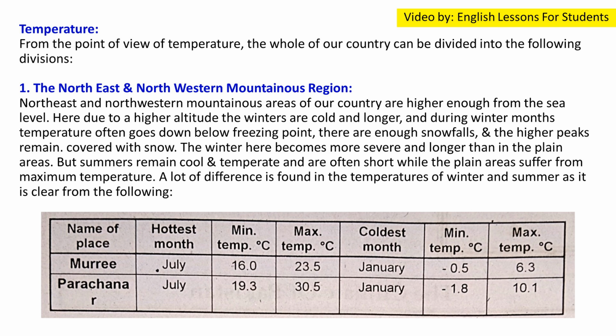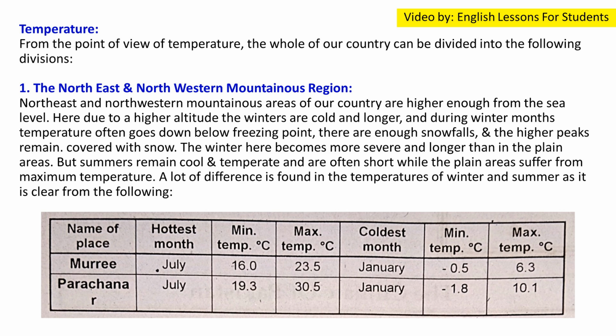Northeast and northwestern mountainous areas of our country are higher enough from the sea level. Here, due to a higher altitude, the winters are cold and longer, and during winter months, temperature often goes down below freezing point. There are enough snowfalls, and the higher peaks remain covered with snow.